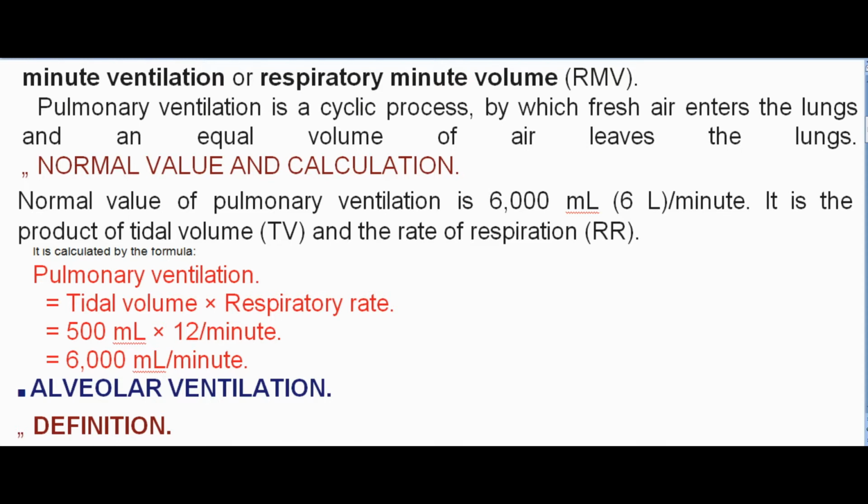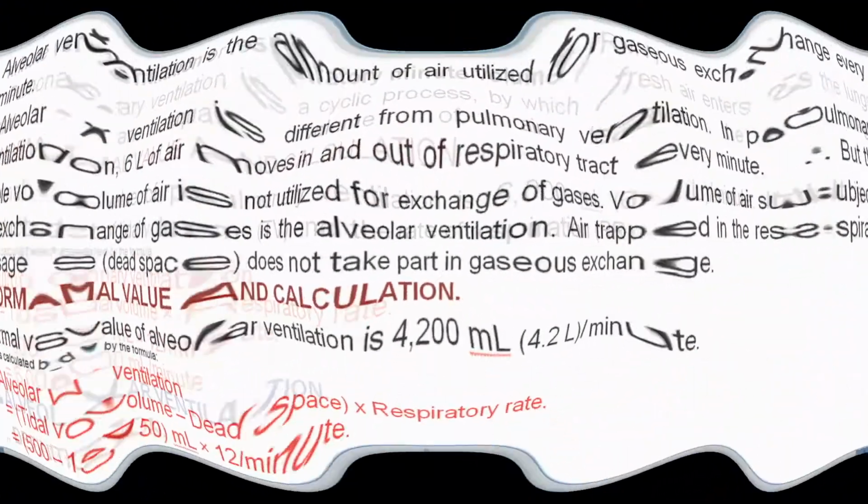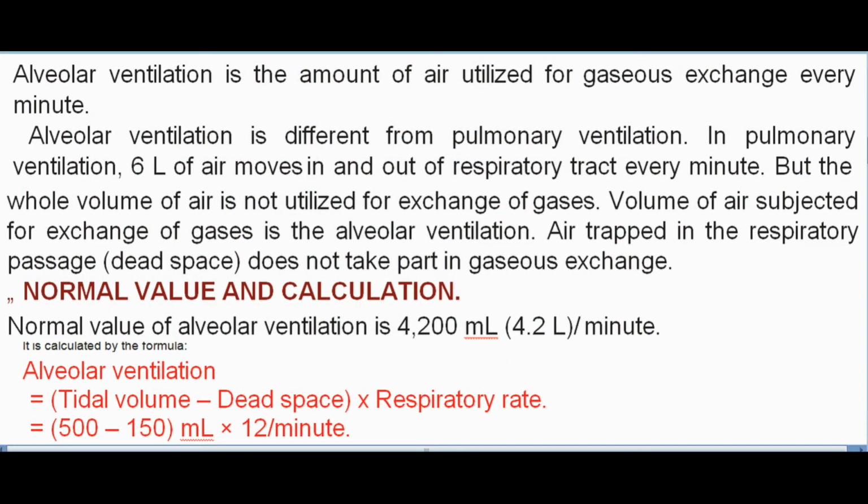Alveolar ventilation. Definition. Alveolar ventilation is the amount of air utilized for gaseous exchange every minute. Alveolar ventilation is different from pulmonary ventilation. In pulmonary ventilation, 6 L of air moves in and out of the respiratory tract every minute. But the whole volume of air is not utilized for exchange of gases. Volume of air subjected to exchange of gases is the alveolar ventilation. Air trapped in the respiratory passage, the dead space, does not take part in gaseous exchange.